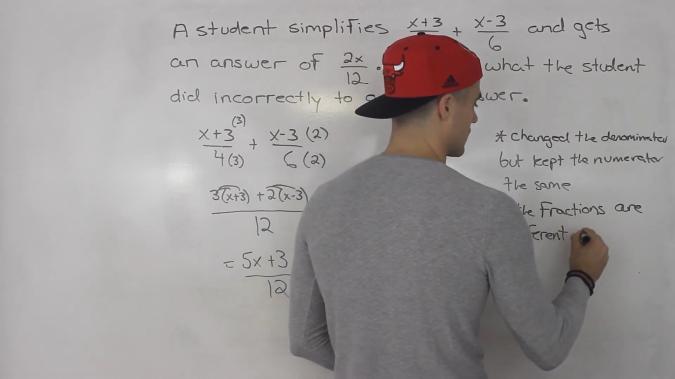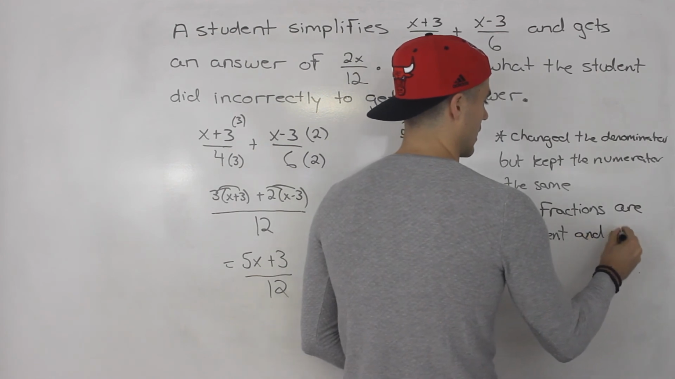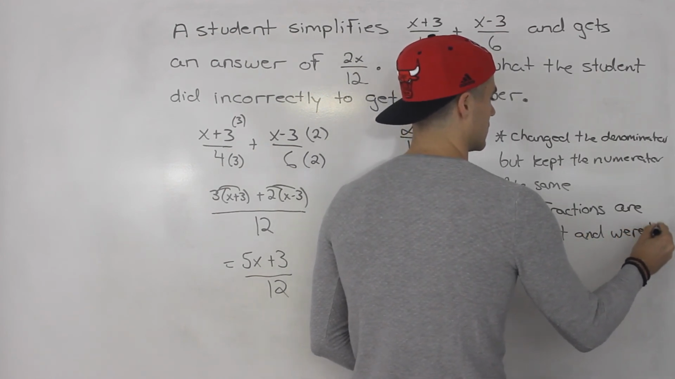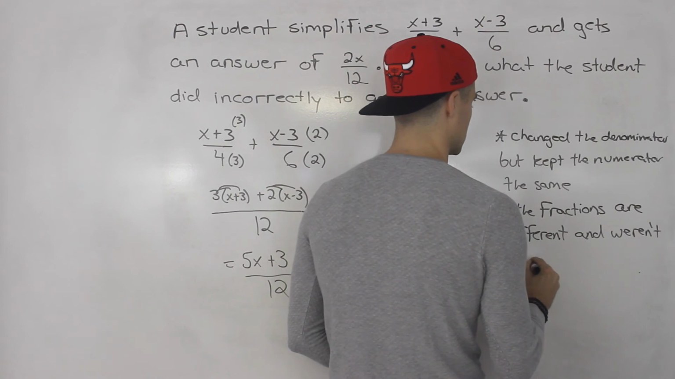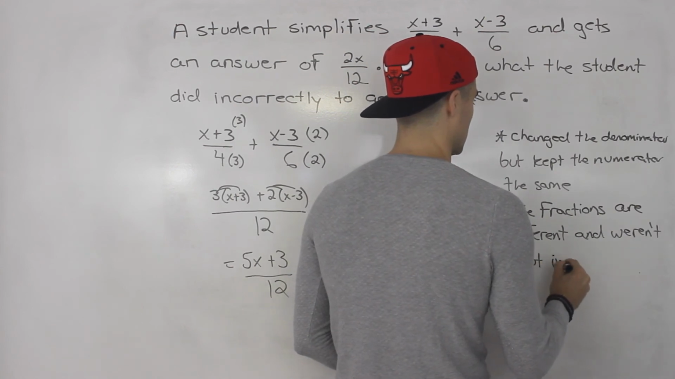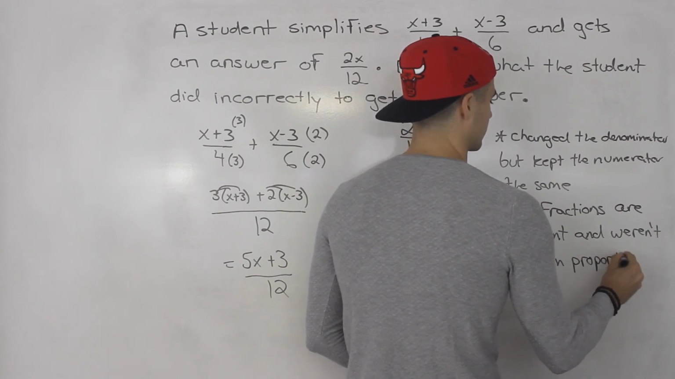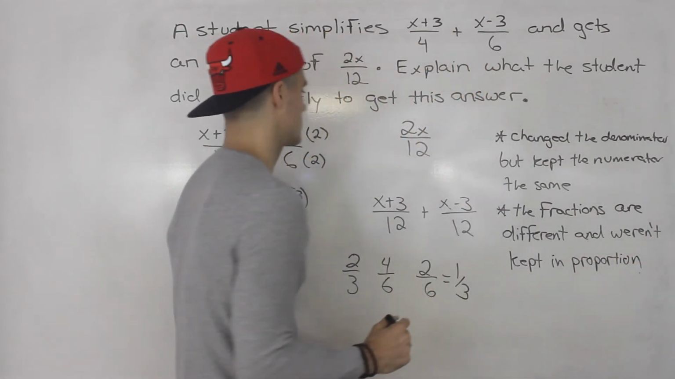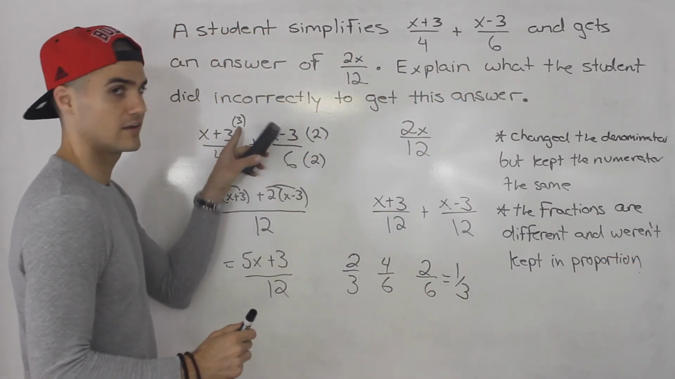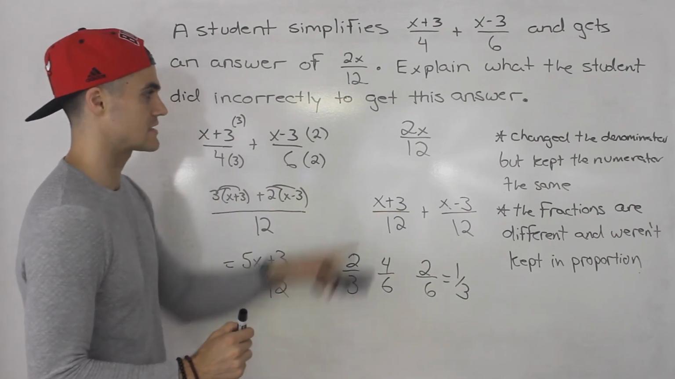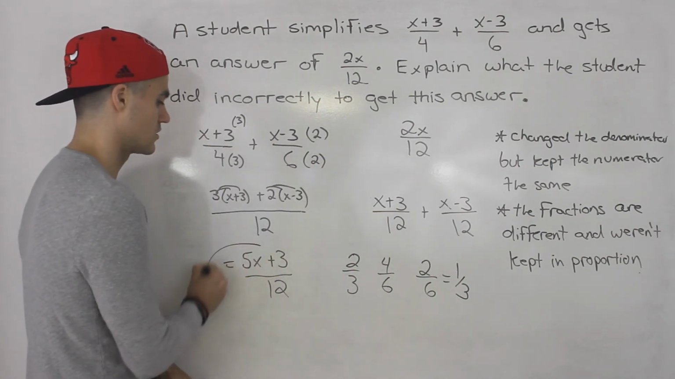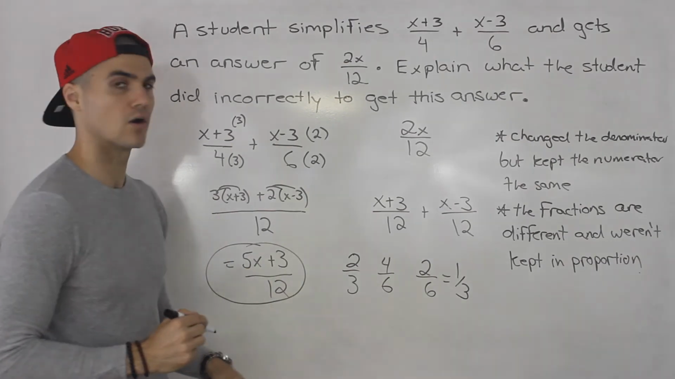The fractions are different and weren't kept in proportion. Right, so you basically didn't multiply that numerator by 3 as well. So that's how they got the 2x, but the correct answer should have been (5x + 3)/12.